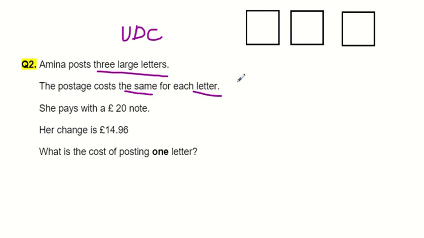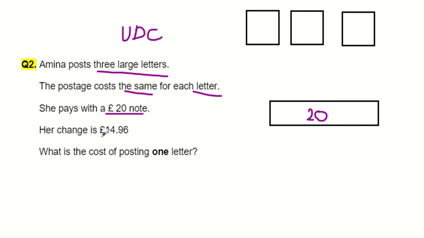Okay, she pays with a £20 note. Okay, so I'm going to just draw a bar chart over here to help me. So she paid with £20. Okay, she paid with a £20 note. Her change is £14.98. So if she got some change, that means I could work out what she actually paid. The difference would be what she paid. So this part here is what she paid, which I don't know at the moment.